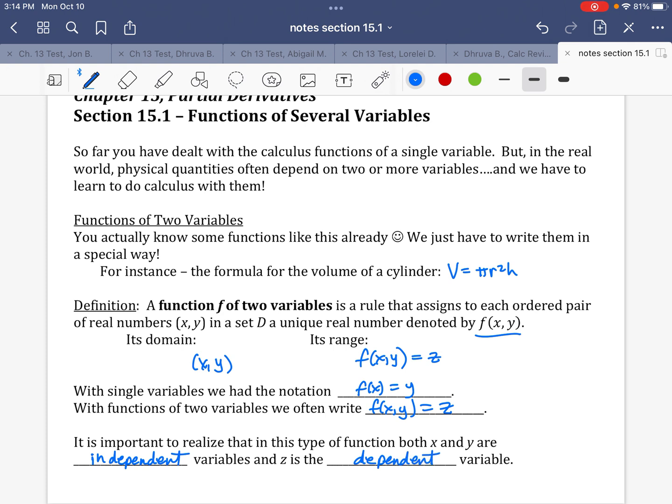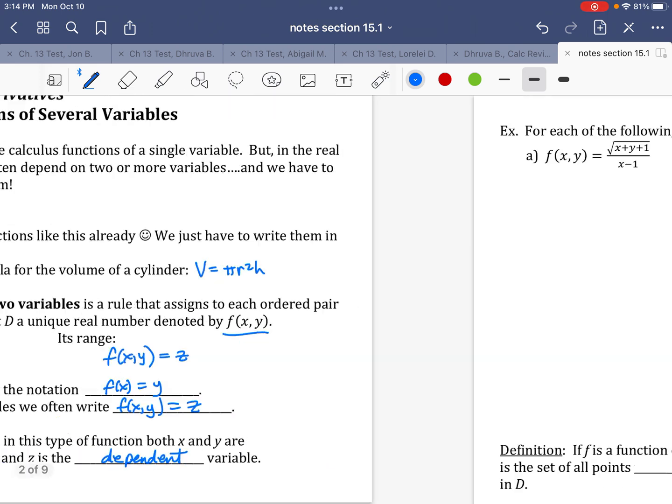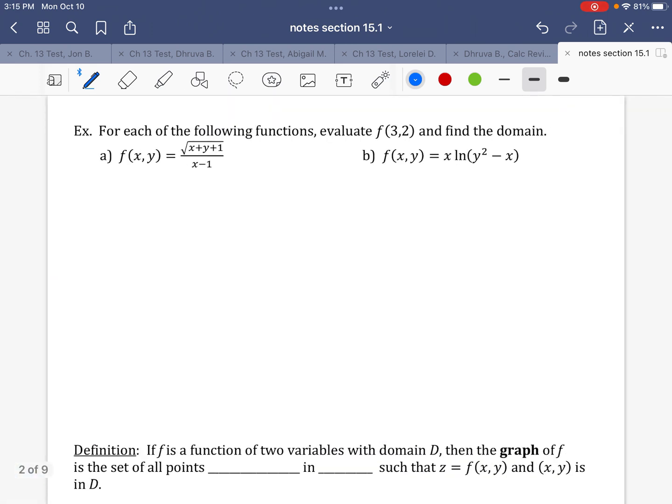Okay, all right. So for these things, we can also do our domain and plug stuff in. So we're going to try and plug in 3 and 2. So f of 3, 2. I would plug in 3 and 2 in the numerator. So 3 plus 2 plus 1 is 6, so square root of 6. And 3 minus 1 on the bottom is 2. So I can plug in a point just like I always have.